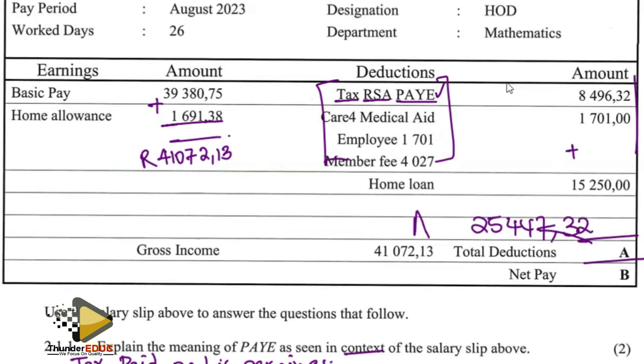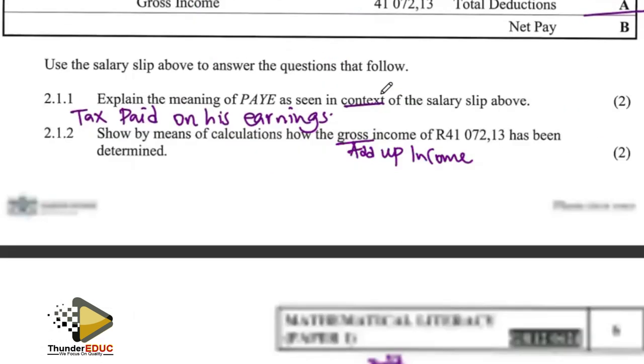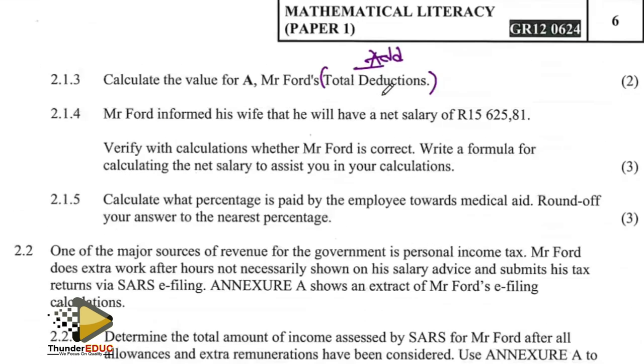This is the value of A. Okay, we continue and we look at the other question that says, Mr. Ford informed his wife that he will have a net salary of 15,625 rand 81 cents. Verify showing all calculations whether Mr. Ford is correct. Write the formula for calculating the net salary to assist you in your calculations.